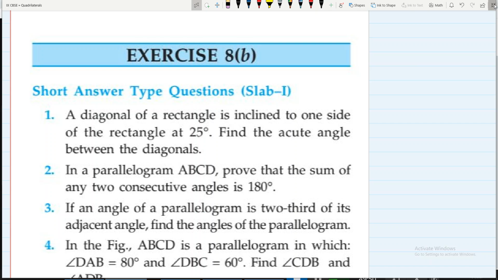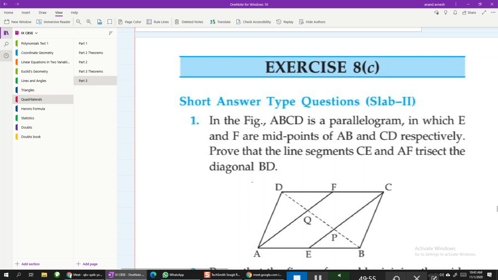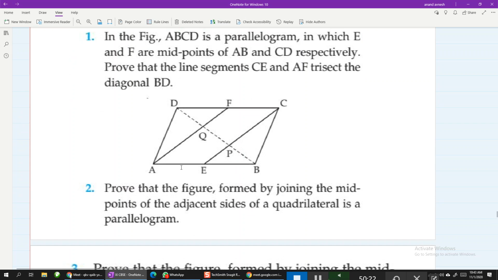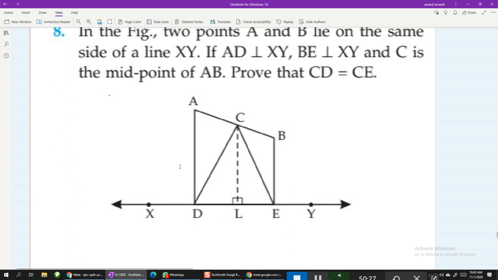Okay, so we will move to exercise 8C. That is the last part of the chapter. And this part is about two very interesting theorems. 2 or 3 basically, but mostly 2 theorems are used very frequently, as I discussed in the video. That is midpoint theorem and converse of midpoint theorem. So very interesting questions, which are the mixture of triangles and quadrilaterals, are based on this part. Any doubts in this part, please tell me. I will help you all.